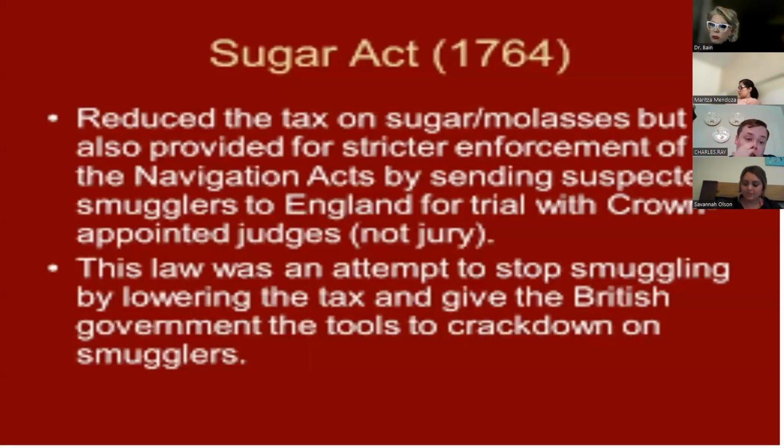The first one they pass is the Sugar Act. Now, the Sugar Act, of course, by the name, like we tell the 8th grade kiddos, a lot of these things in history, we don't try to get too cute with the names. We'll pretty much tell you what they do. So the Sugar Act, oddly enough, reduced the tax on sugar and molasses, made it cheaper. But they did say they were going to enforce it much stricter.